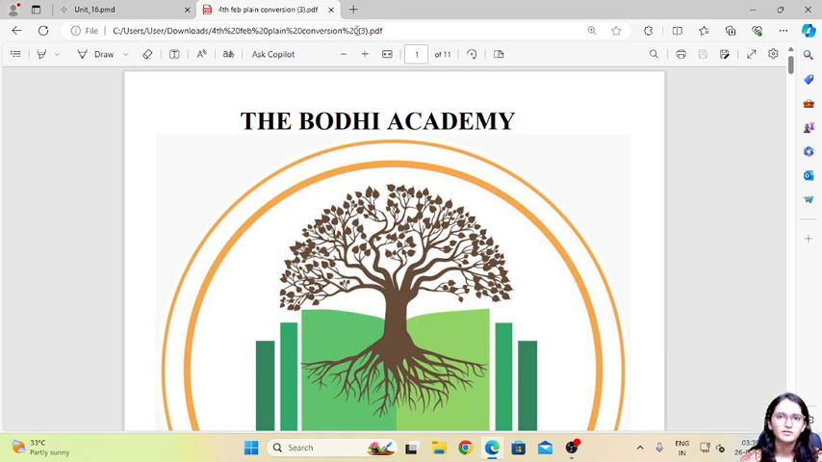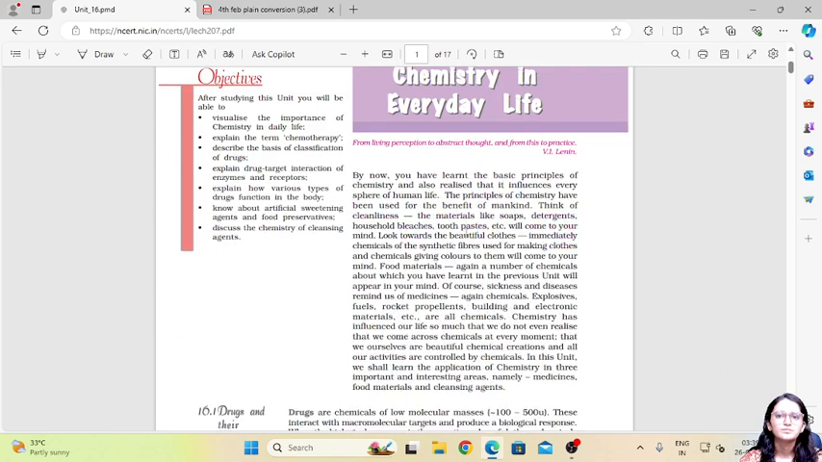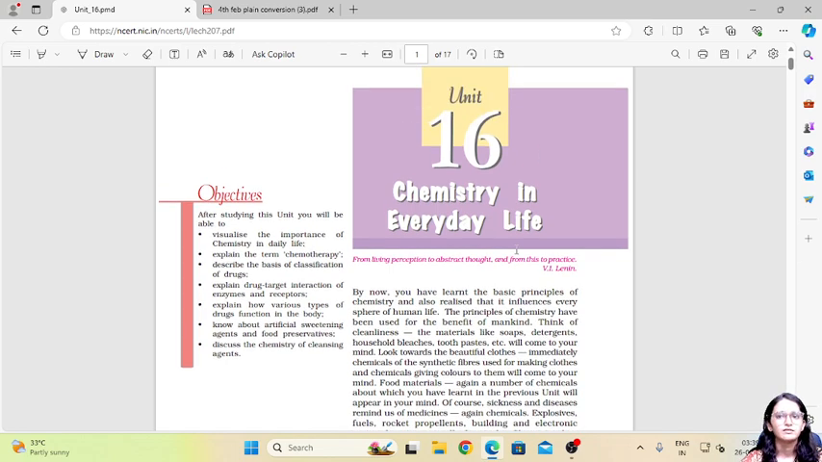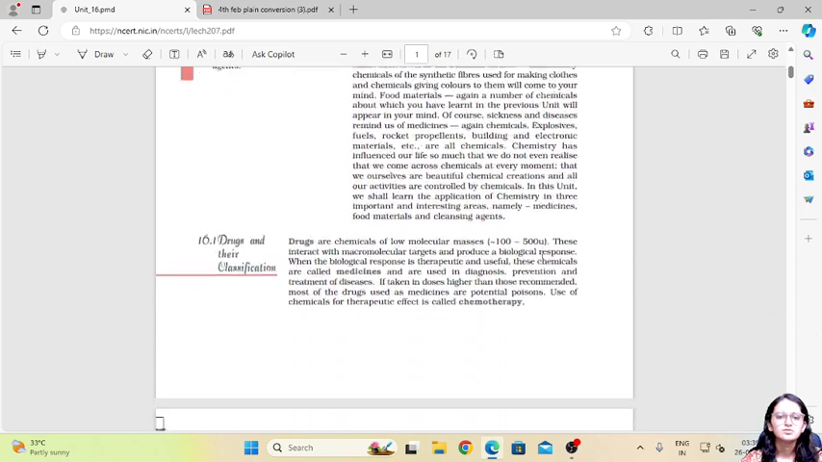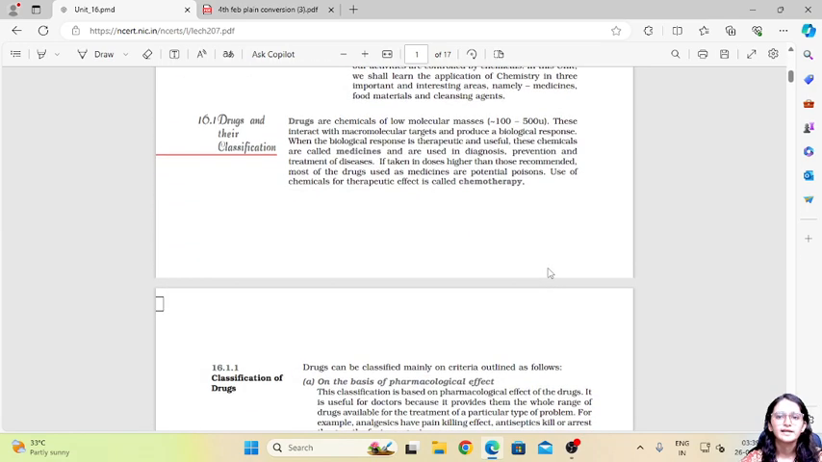Today I am going to cover the last chapter from 12th standard chemistry, that is chemistry in our everyday life. Chemistry in everyday life is basically what role chemistry plays in our day to day life. What is the role played by chemistry, that we are going to see here. So let us start. First of all, we will see drugs and their classification.